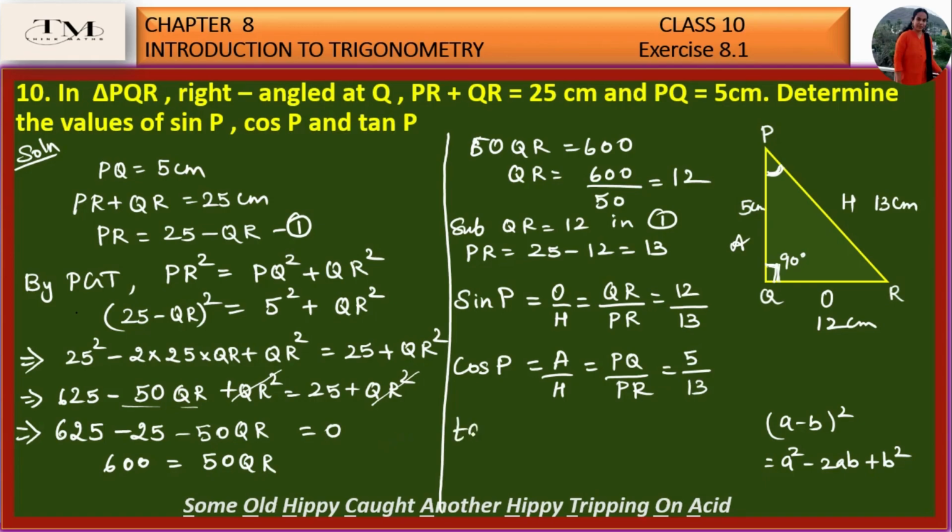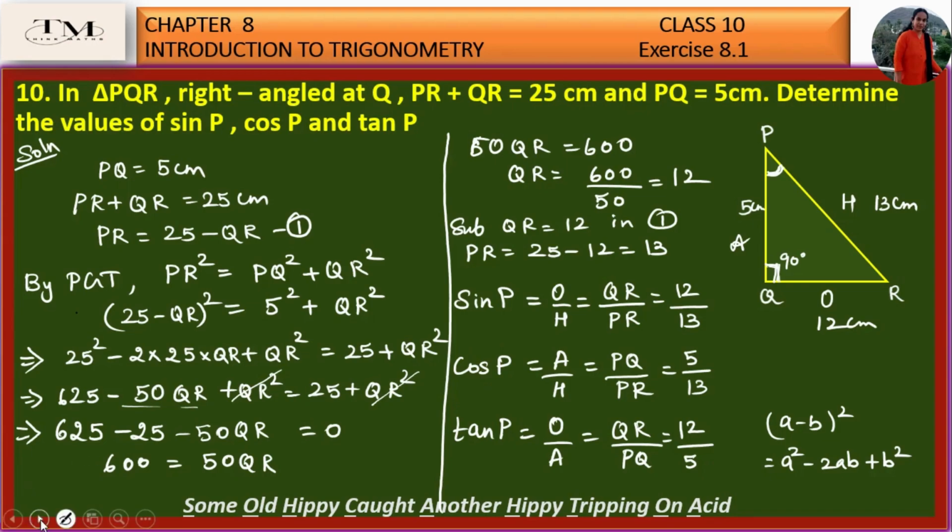Now we have to find out tan P. What is tan? Tan is opposite by adjacent. Opposite side by adjacent side. Which is the opposite side? QR. QR by adjacent side, which is PQ. QR is equal to 12, PQ is equal to 5. So it is 12 by 5. So we found all the values of sin P, cos P and tan P. With this we finished the 10th problem.